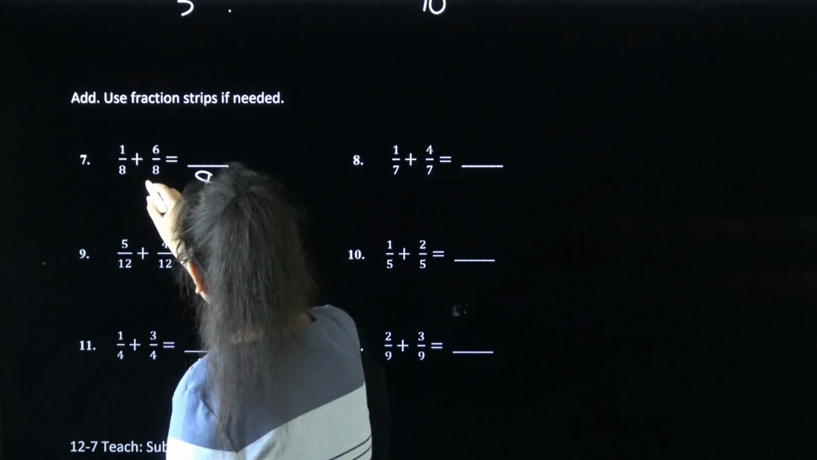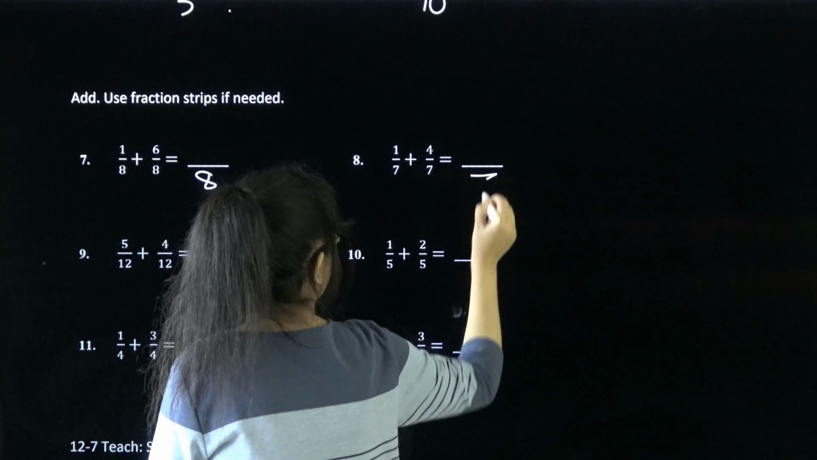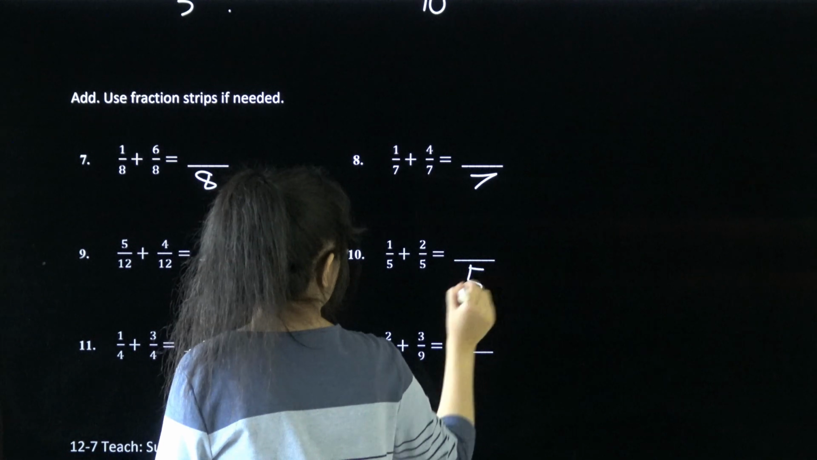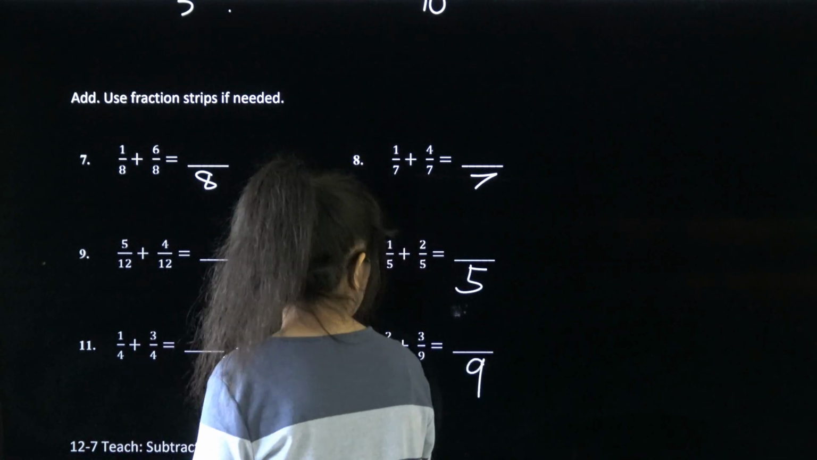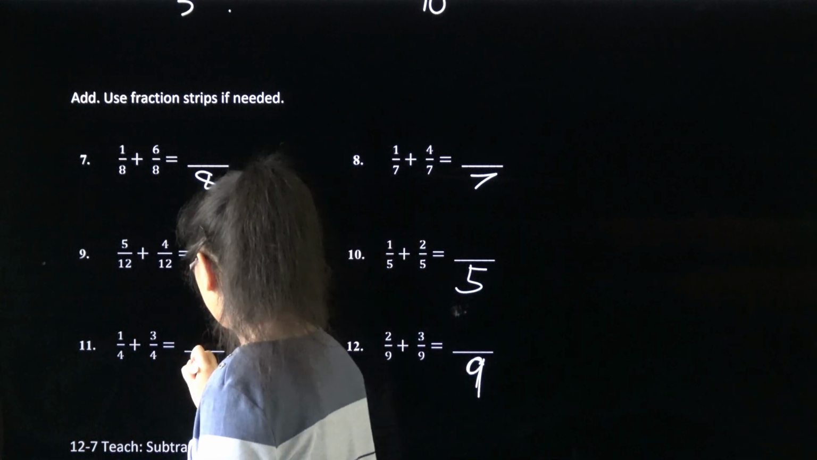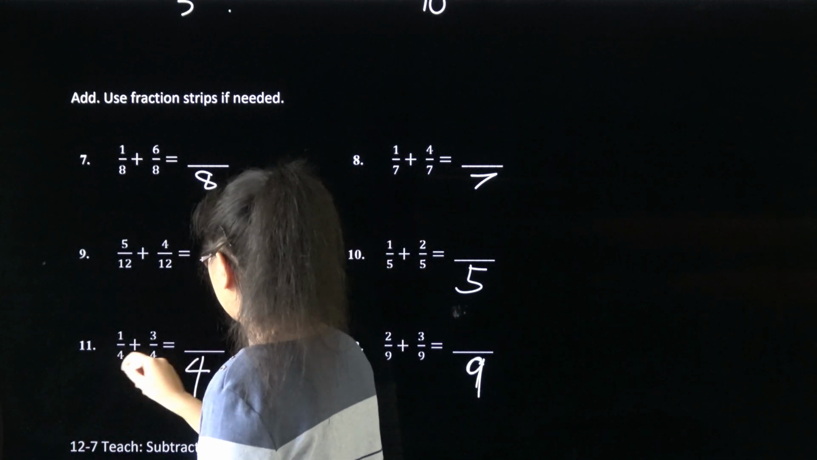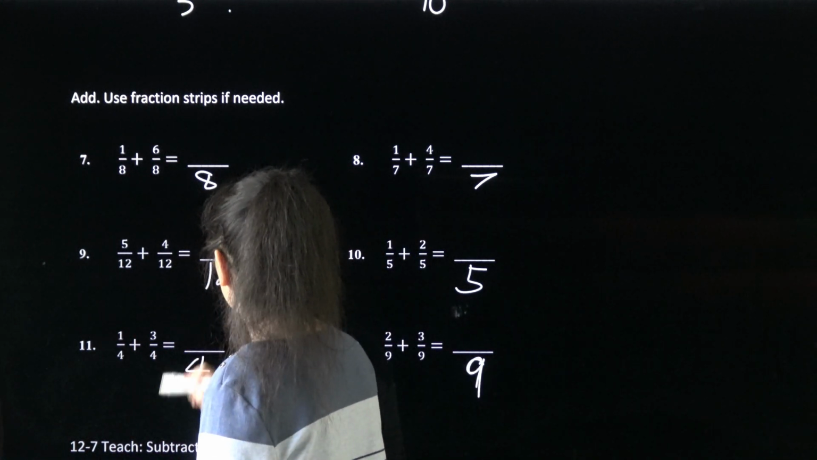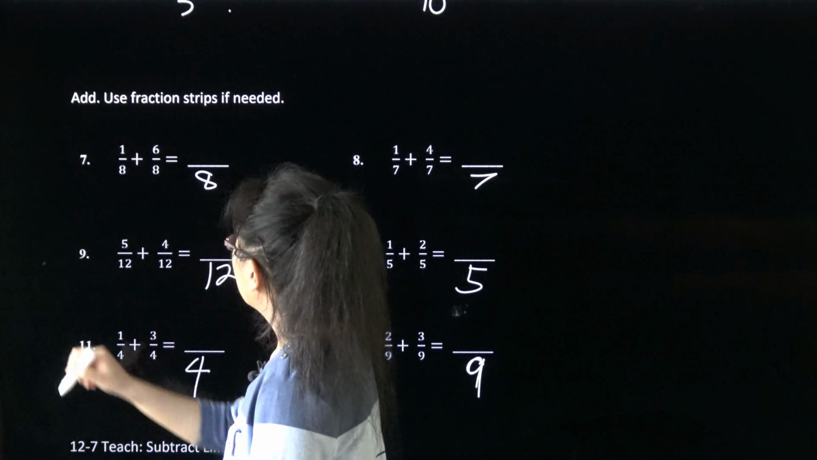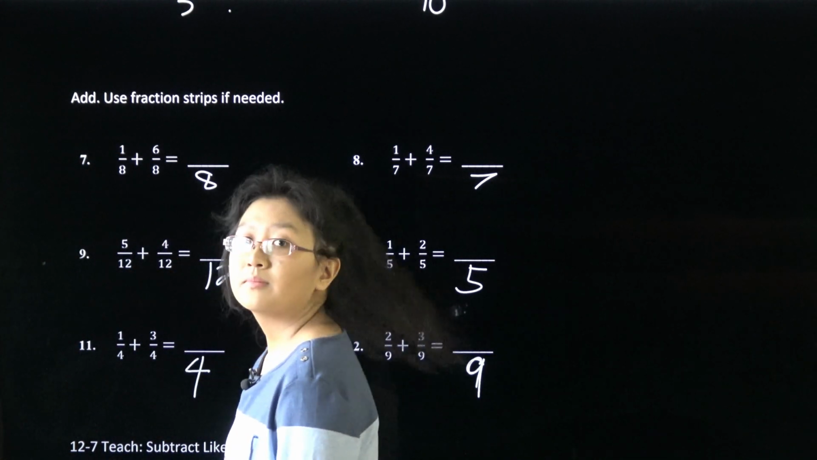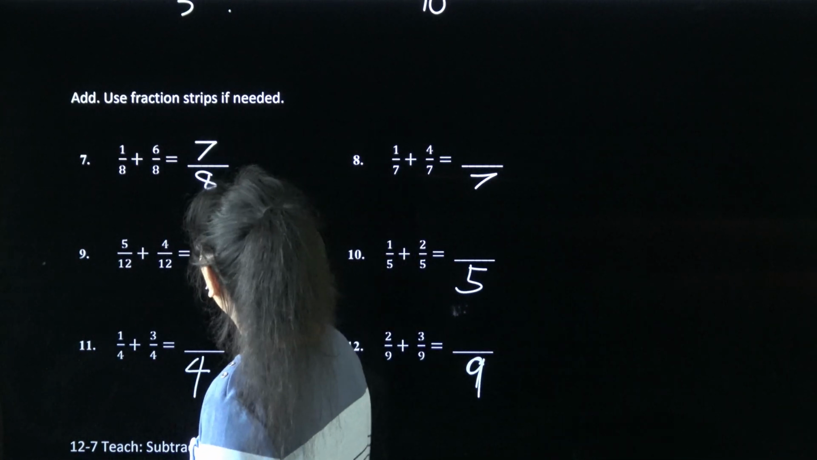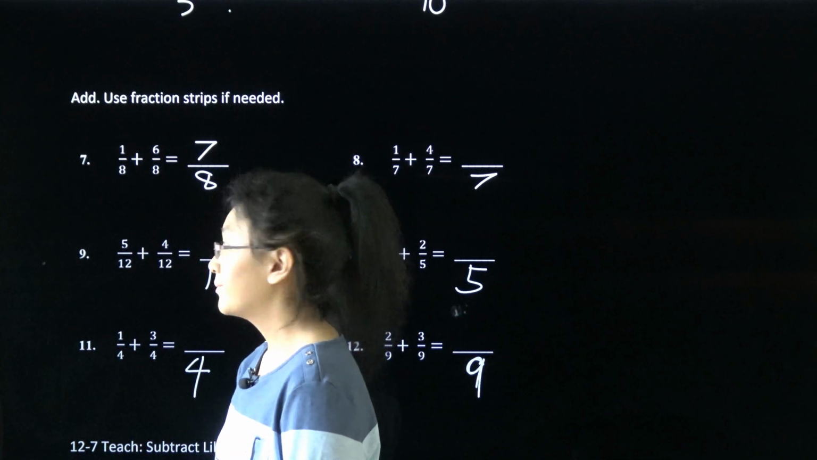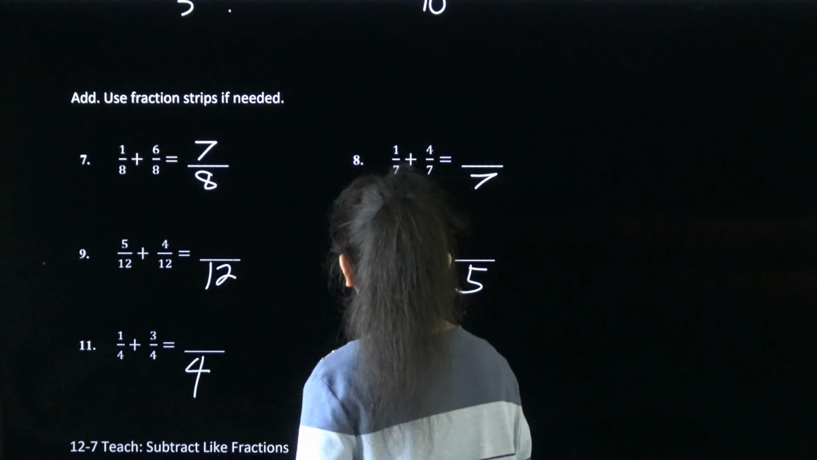So we'll write 8 for this one, since it's 8. 7 for this one. 5 for this one. And 9 for this one. 4 for this one. And 12. Now, 1 plus 6. 7. 1/8 plus 6/8, 7/8.